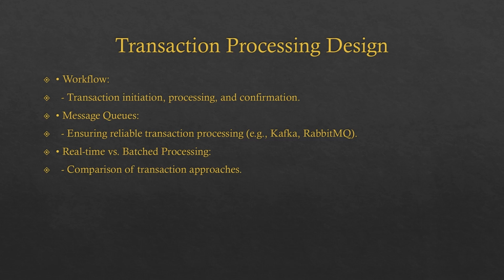When designing transaction processing, the system must be capable of handling multiple types of transactions in real time. This includes transaction initiation, processing, and confirmation. Message queues like Kafka or RabbitMQ are essential for ensuring reliable processing. It's also important to consider whether transactions should be processed in real time or through batch processing, as this impacts the speed and efficiency of the system.